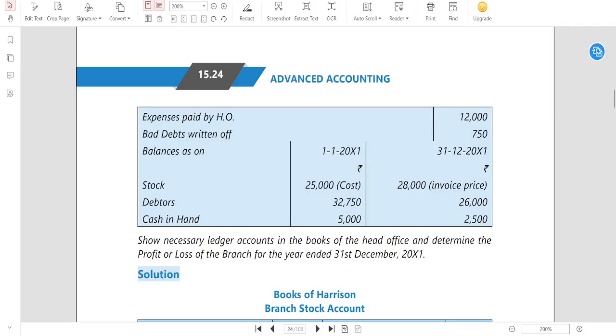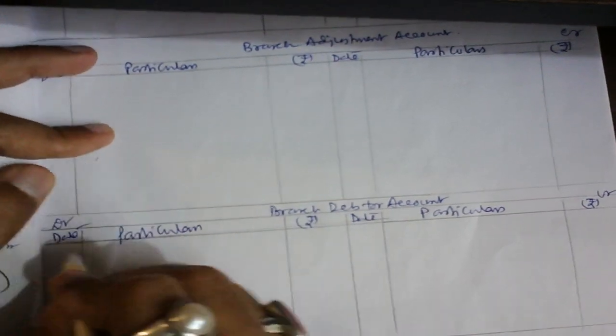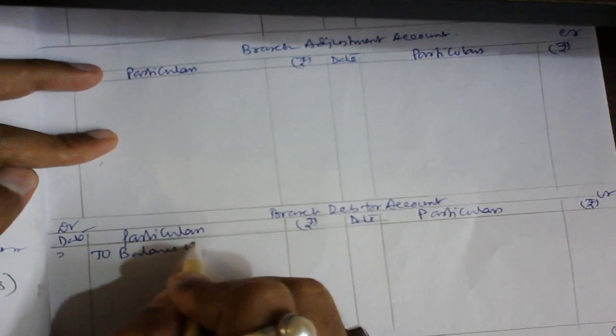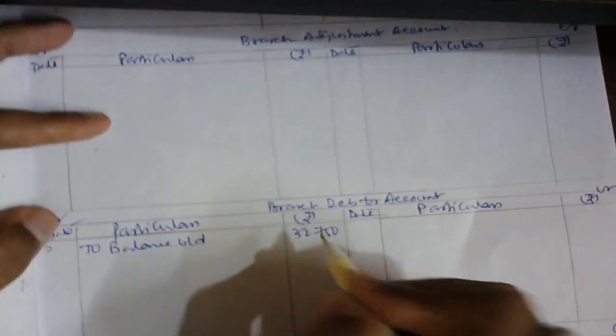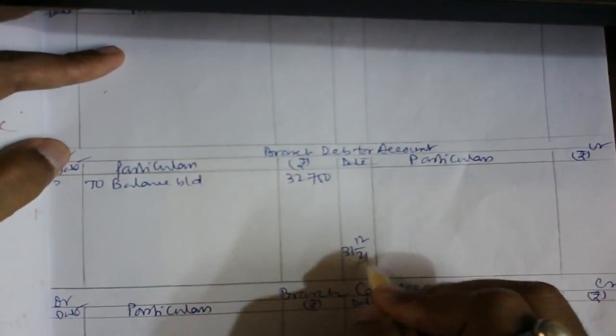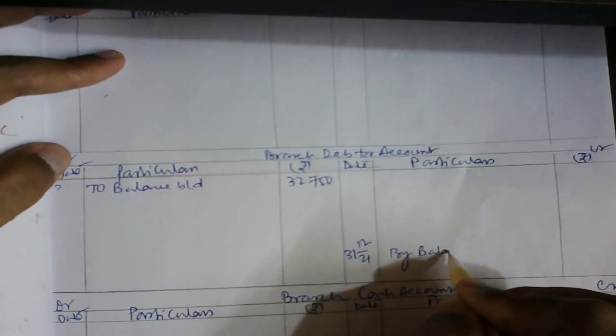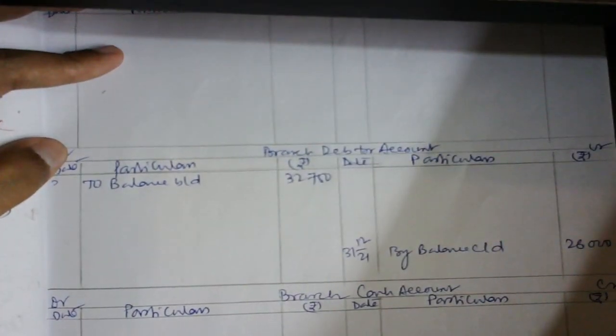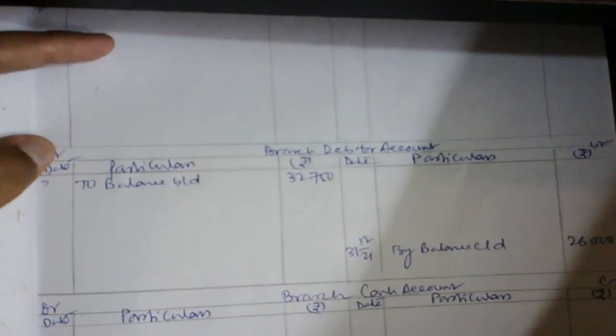After this, sir, debtors balance is given, so we are going to plot the thing in the debtors balance, correct? So debtors is 32,750 and 26,000. So can I write here in the branch debtors account, let's say here you can write to balance b/d at opening 32,750 and closing is by balance c/d 26,000, correct? That is what is given in the question, 26,000. ठीक है? Now it is done fully. Stock बैठ गया है और यहाँ पे ये भी बैठ गया है.